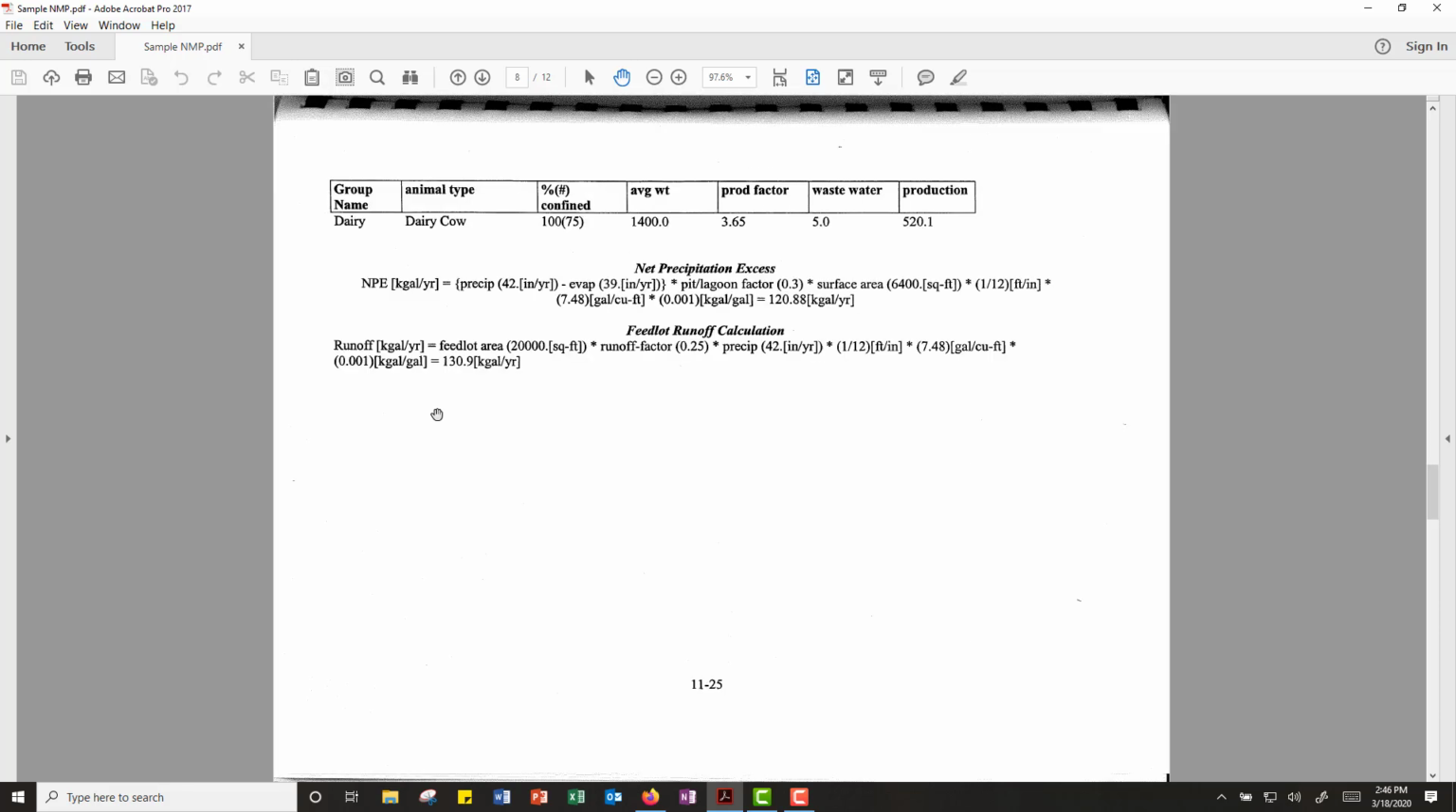Next page is just showing you how they calculated the manure production per animal per year. So you've got 75 dairy cows, 100% confined. They average 1,400 pounds per cow.